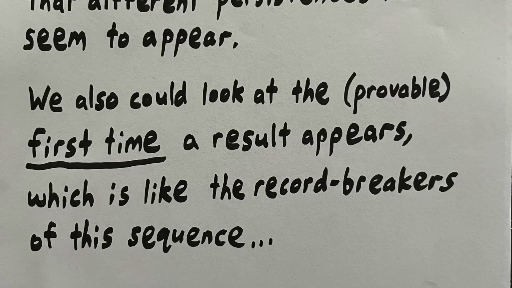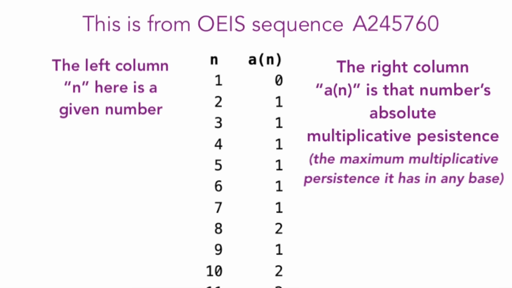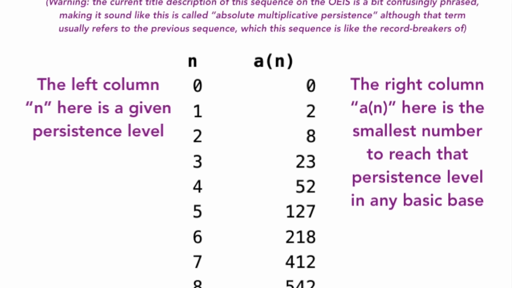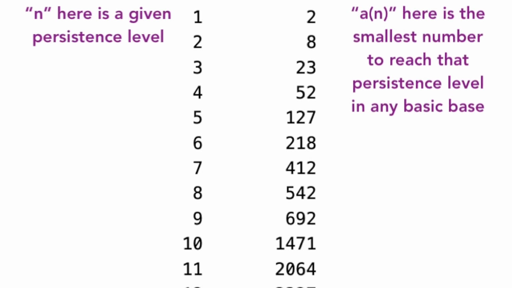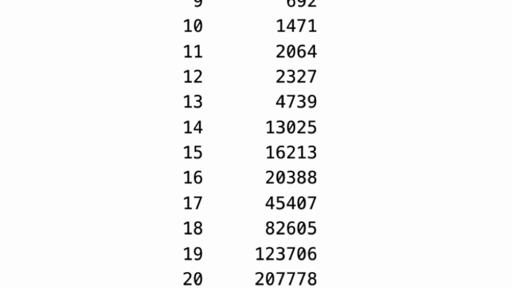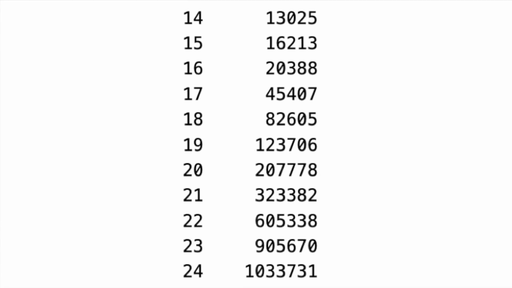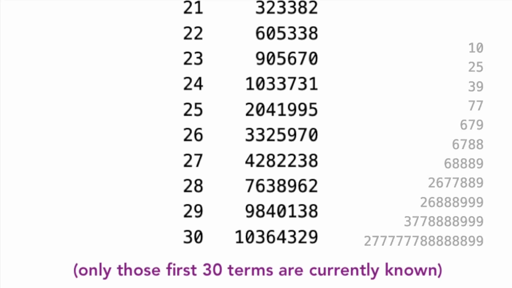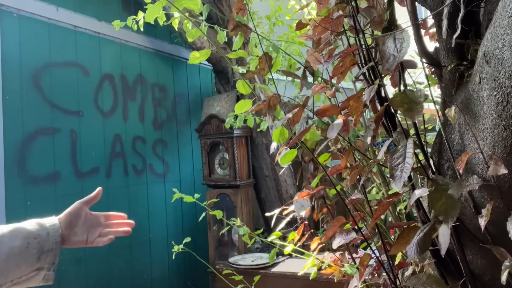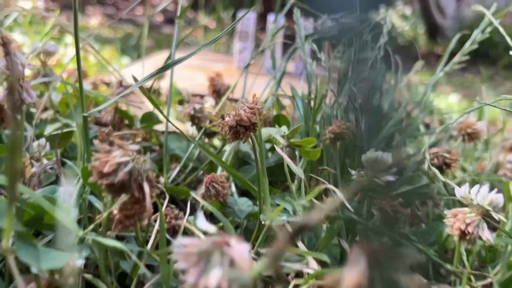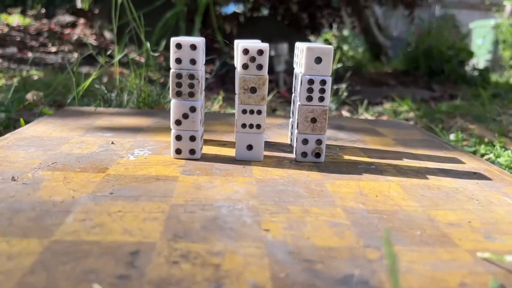but we could also look at the first time a number appears as a result. That would be like the record breakers of this sequence, which can be seen as this sequence here, with the definition that the nth term is the smallest number that has persistence n among any of its base representations. To me, this is like a more fair version of the more popular list of base 10 record breakers, because it's more base neutral. Although here the results are written in base 10, and some of these sequences could also provide other insights if they were written in other bases.